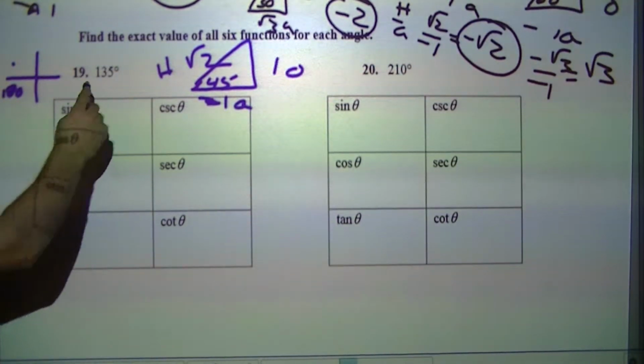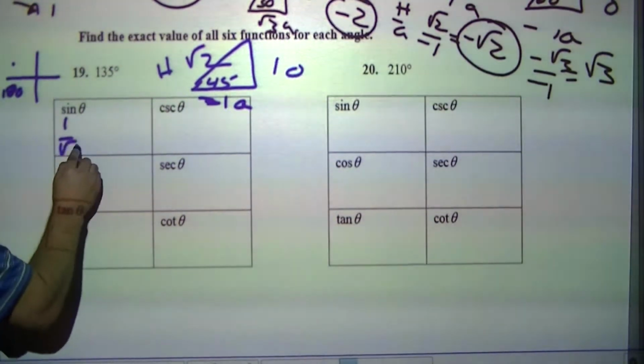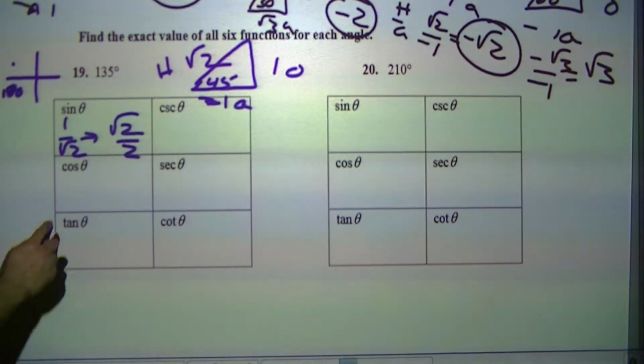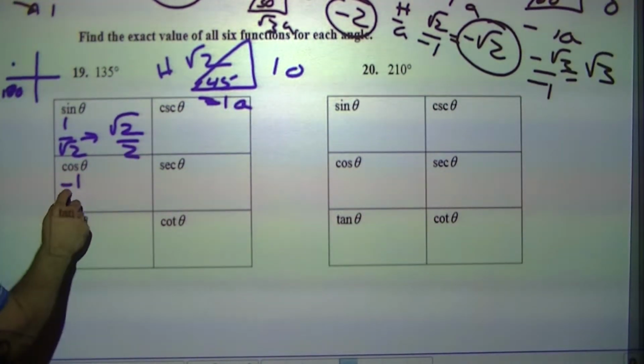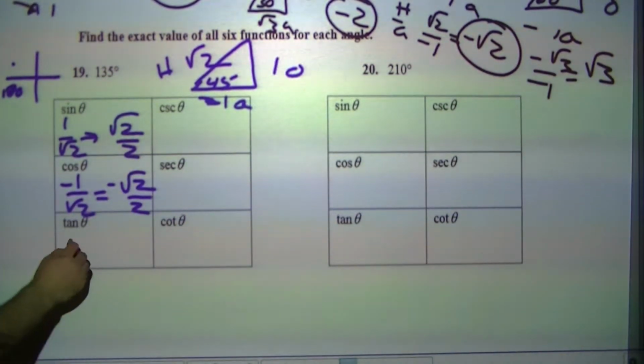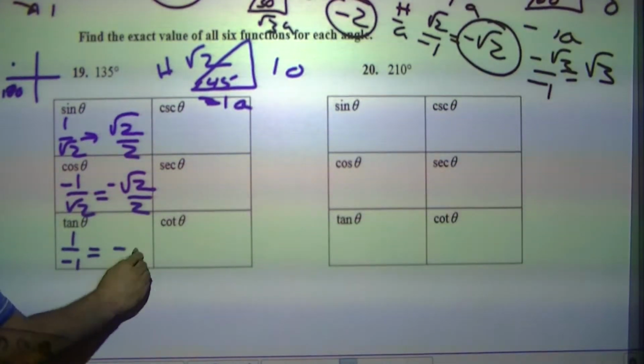So sine would be 1 over the square root of 2, which will turn into square root of 2 over 2. Okay? Cosine would be negative 1 over the square root of 2, which I begin with the negative, I finish with 1. And tangent would be 1 over negative 1, which would just be negative 1.